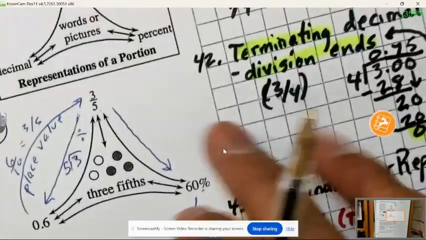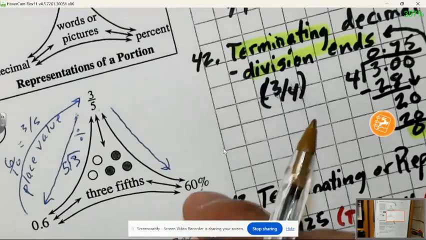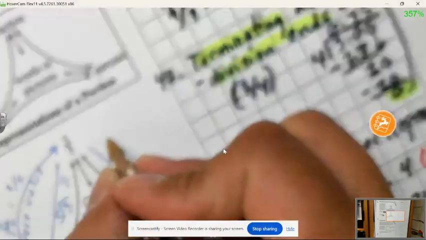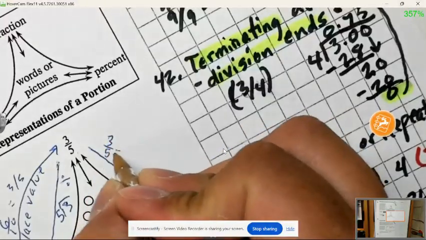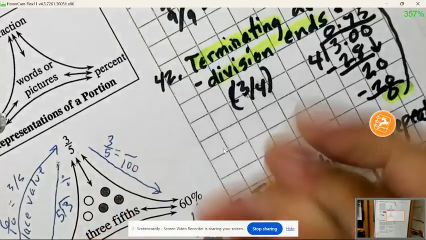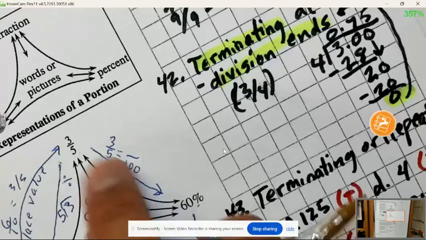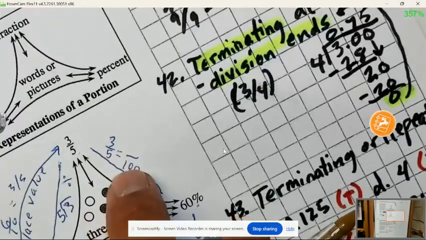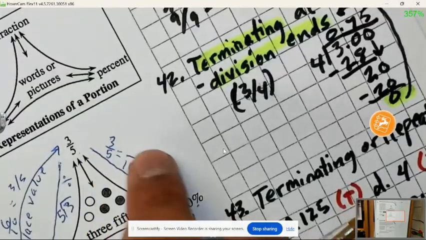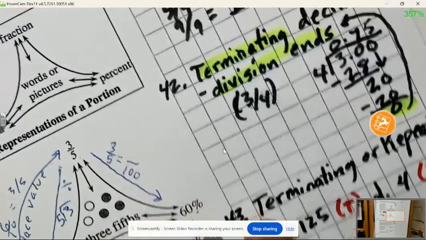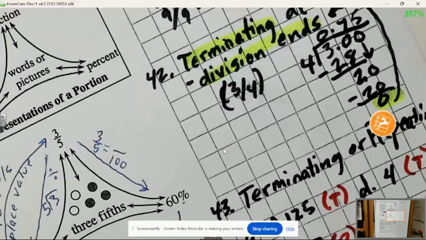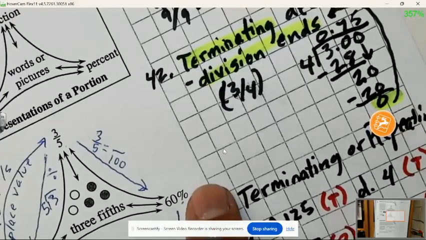So if we have 3/5 and we want to find out what percent that is, we would just say 3/5 is what number divided by 100. And then we can use different methods to find out. Well, there's 20s in 100 and 3 20s make 60. We can do it that way.